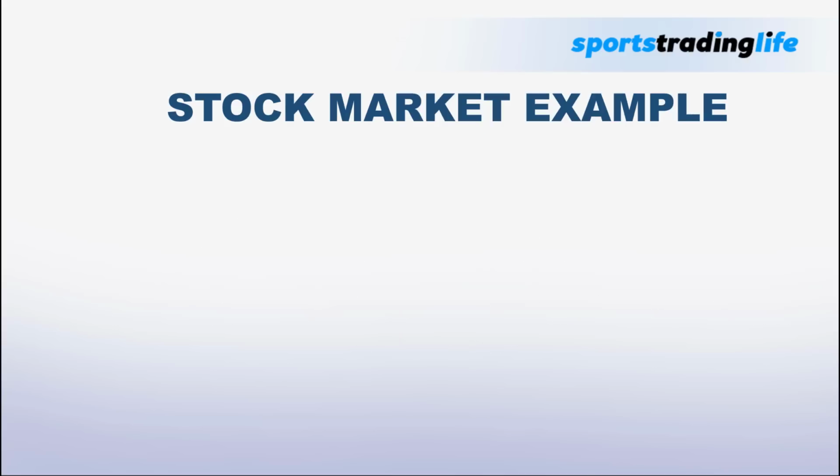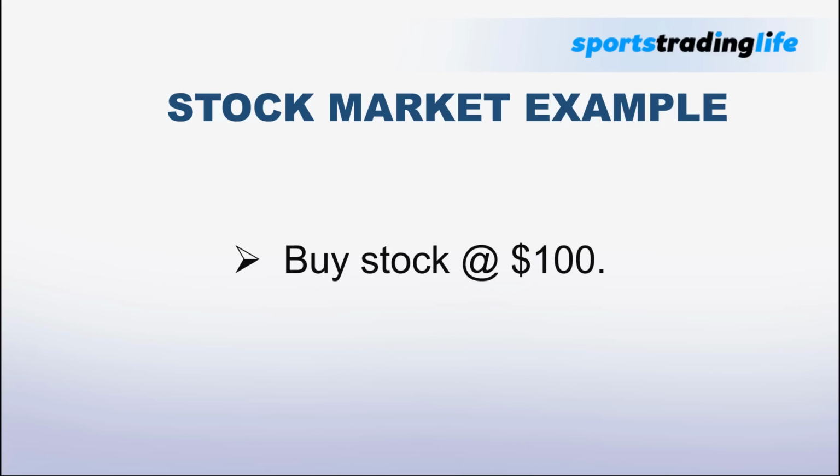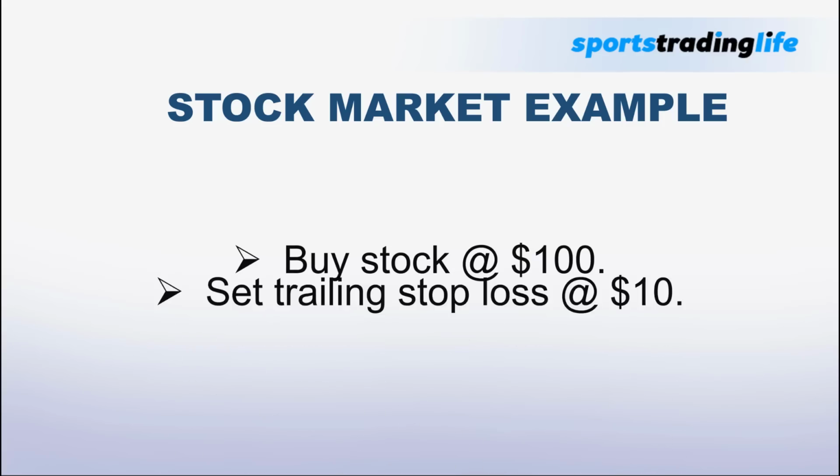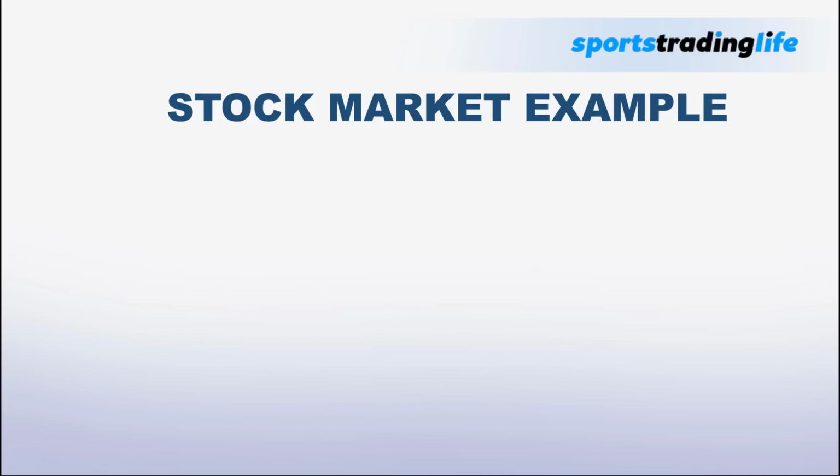So if we were to get involved in the stock market and we bought a stock at $100 and we set our trailing stop loss at $10, that would mean that once we've entered the market, if the price hits $90, we're going to exit. We're going to stop loss, and we're going to lock in a loss, which would be a $10 loss at that point. And that's if we get in at 100 and it goes straight away to $90. But this is where it gets interesting.